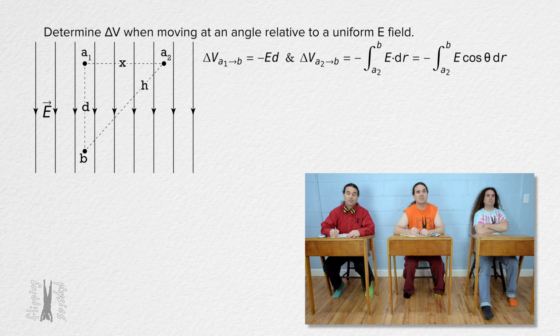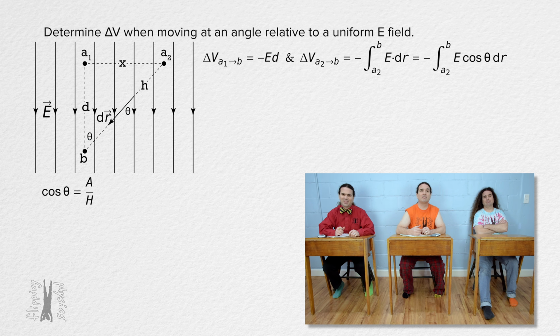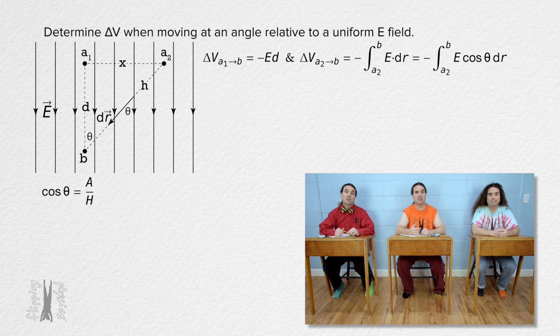Theta is defined as the angle between the direction of the electric field and the direction of the infinitesimally small displacement dr, which is directed from A2 to B. That angle and the angle in the triangle by point B are alternate interior angles, so they have the same value. Right. Cool. Cosine of an angle equals the length of the adjacent side over the length of the hypotenuse. Therefore, the cosine of this angle equals length d over length h.